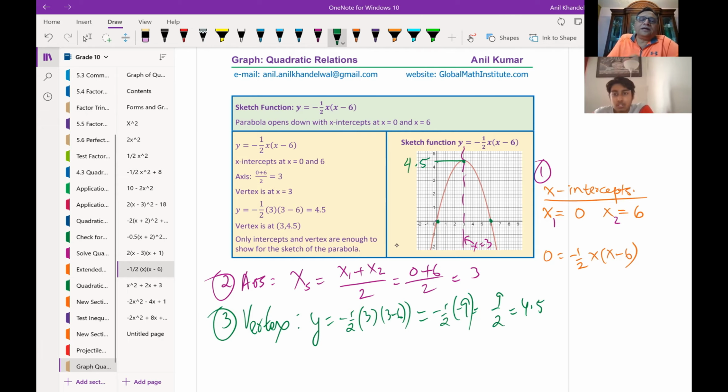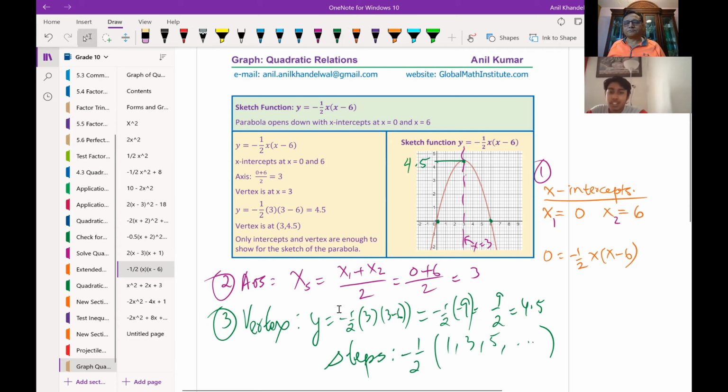If you want more points, minus half, you now know the steps also, right? So what are the steps? 1, 3, 5 multiplied by half. So 1, 3, 5, 7 multiplied by half, and you get your steps. Or plug the values in the formula and get your result. Is that clear to you? Yes, sir. So do you understand now how we sketch a parabola when we are given the equation? Okay, great.